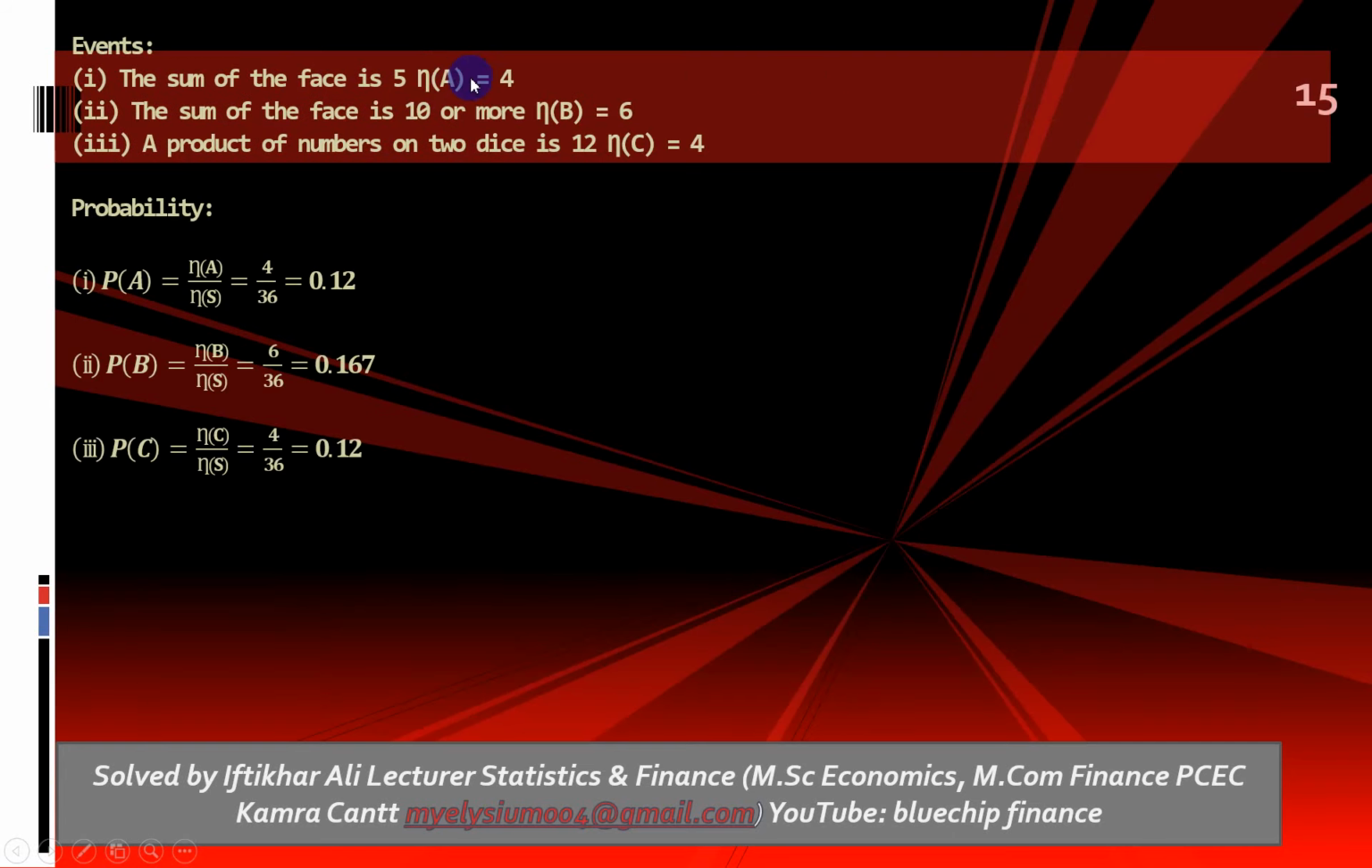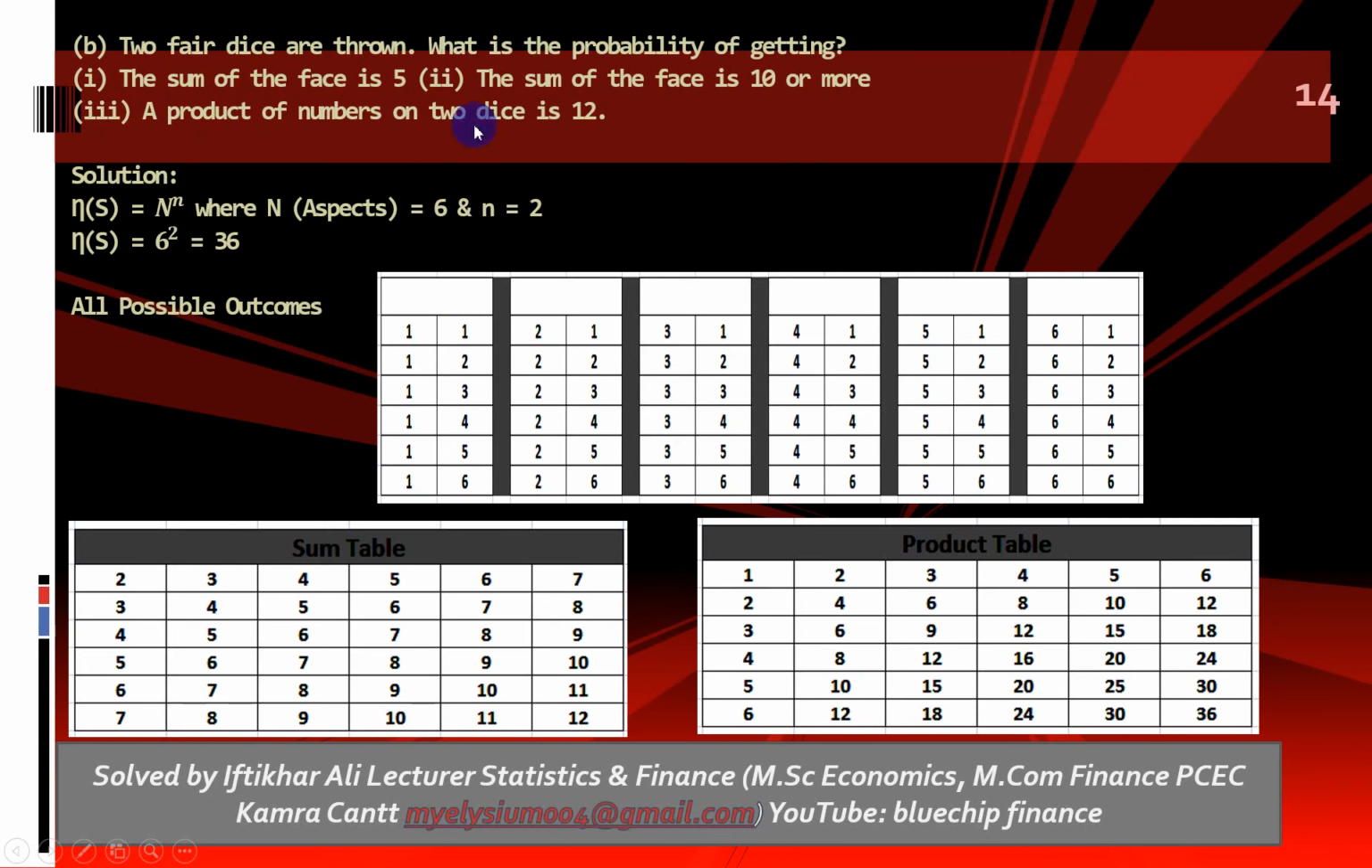Now after that, the second event will be the sum of the faces is 10 or more. So the sum is 10, and or more. It means 11 will also be counted and 12 will also be counted. So the count will be 6.